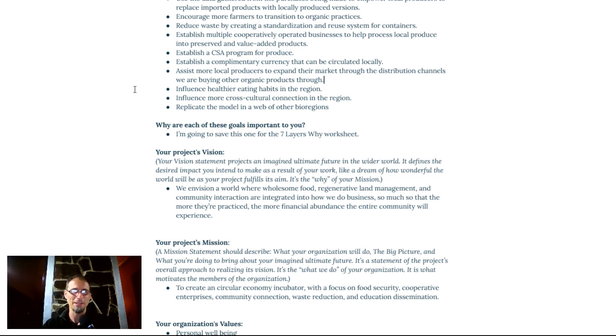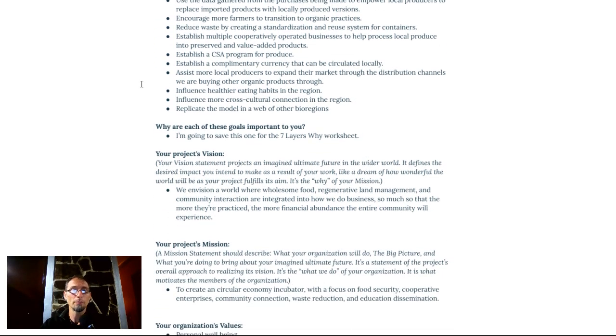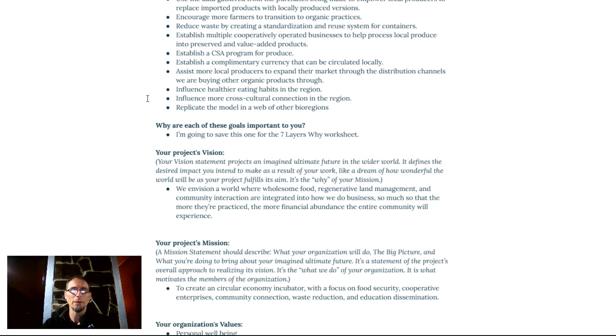So there's lots of potential to feed our value back into the extractive system, bringing more money into our region. Influence healthier eating habits in the region. This is also a very prime objective of mine. I call it a long-term goal because, again, we're going to focus on people who already have good eating habits pretty much and work on the education piece after that.